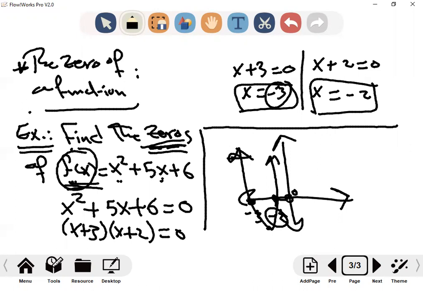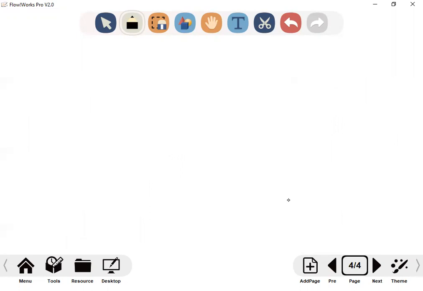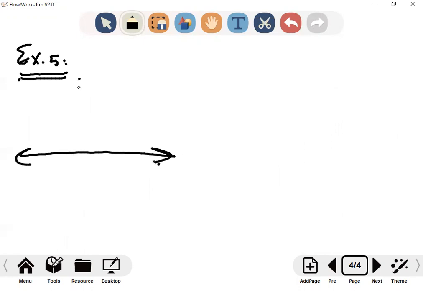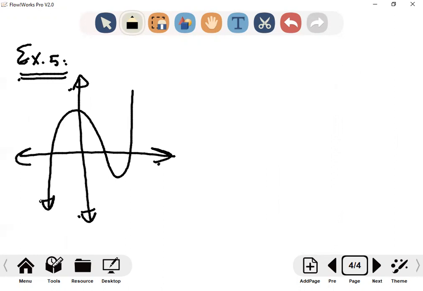Example 5. On page 217, we have this graph. See it in your book, it's more clear. Something like this, right? Here we have 4, I think, here is 1, and here is -2.